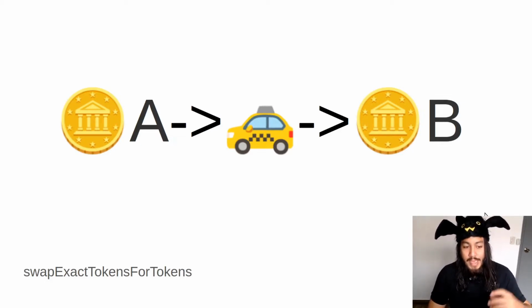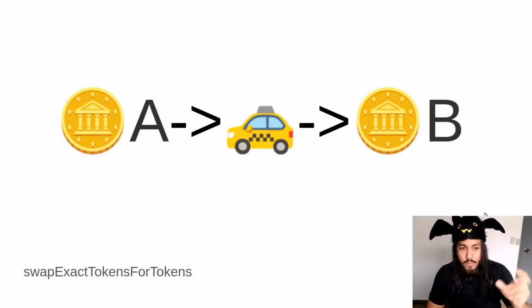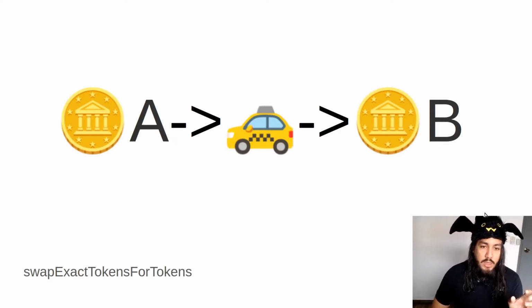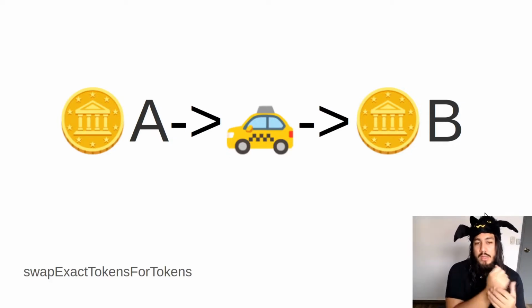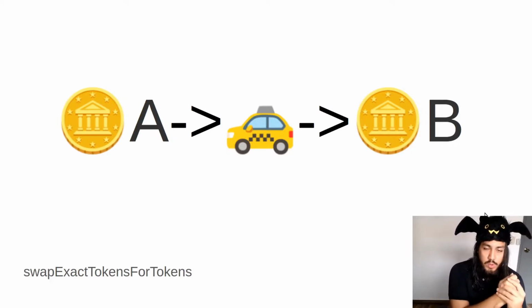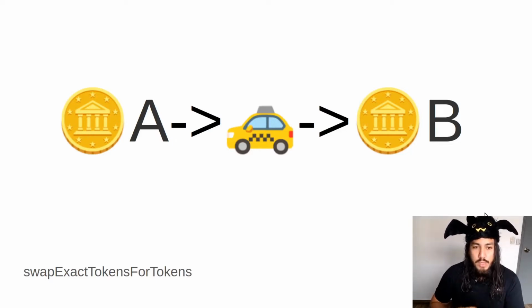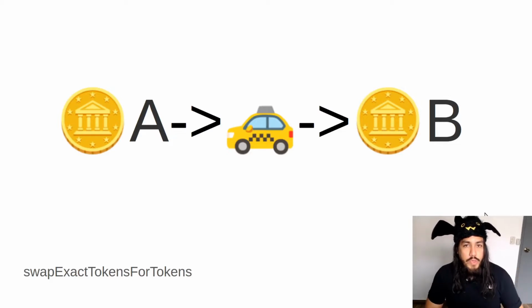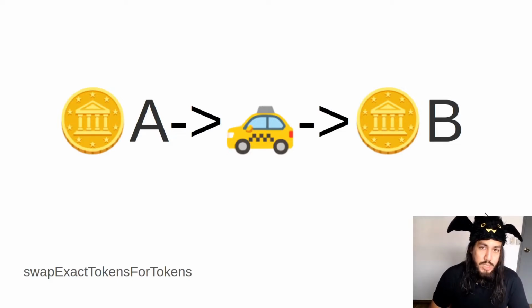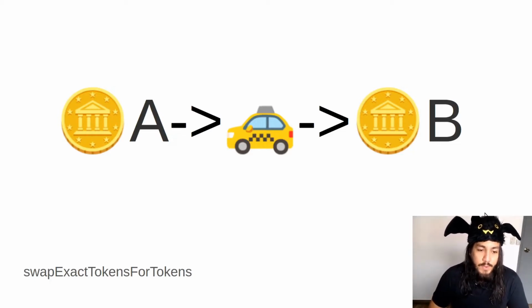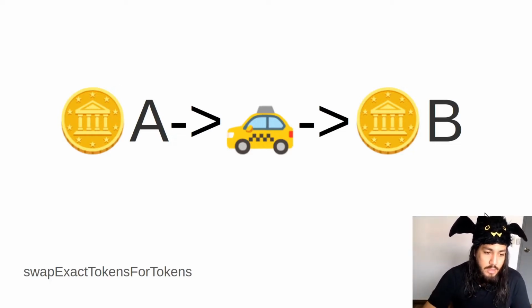In this case, swap exact tokens for tokens. So you're going to swap the exact amount of token A for the price of token B currently in the market. And you do that by depositing the A tokens to the router contract, and the router contract will be in charge of looking for the pair contract on chain and swapping it for the B token if the pair exists. And yeah, that's how it works.